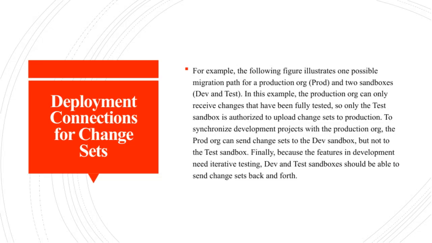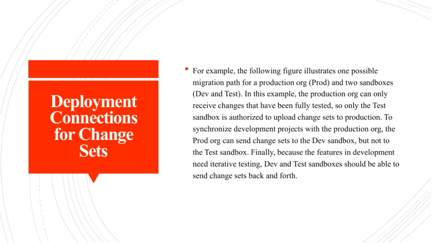In this slide, I want to walk you through an example of a migration path for a production organization, which we'll call prod, and two sandboxes, dev and test. As you can see in the figure, the production org is set up to only receive changes that have been fully tested. That means only the test sandbox is authorized to upload change sets directly to production. This is a key point because it helps ensure stability and minimizes the risk of deploying untested or incomplete changes.